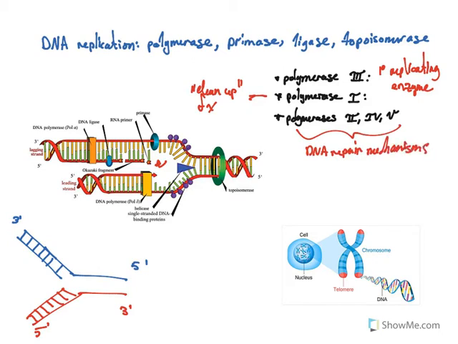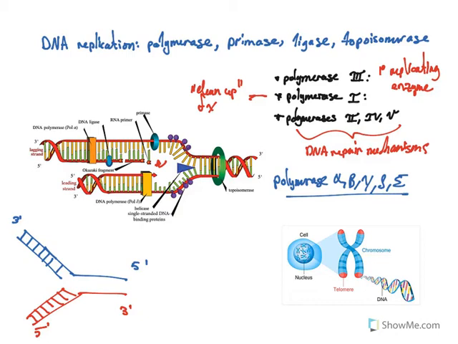And polymerase 1, 2, 3, 4, 5, these are the corresponding polymerases for prokaryotes. For eukaryotes, these polymerases are actually called polymerases alpha, beta, gamma, delta, and epsilon. The functions are slightly different, and I'll discuss them after I go through the prokaryotic versions.